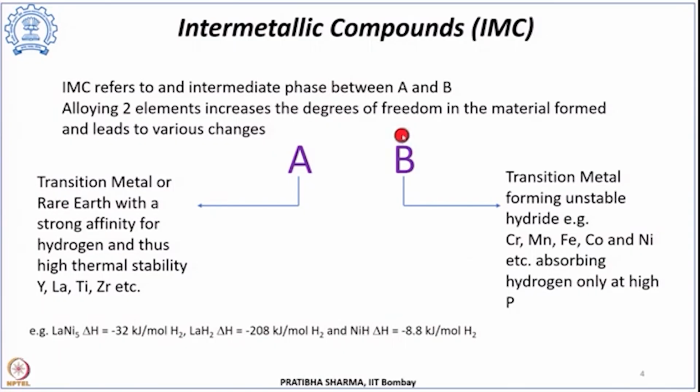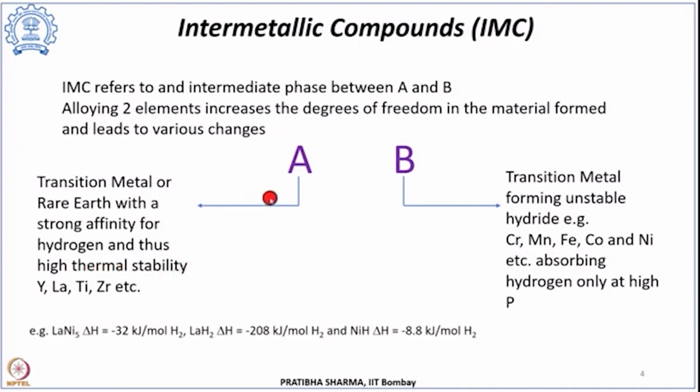Now, among the intermetallic compounds between this A and B, so these are A and B making an intermetallic compound, the metal element A is a transition metal or a rare earth, and that element A has a stronger affinity towards hydrogen. Once it has a stronger affinity with hydrogen, that means it makes a stronger bond with hydrogen, and that makes that hydride highly thermally stable.